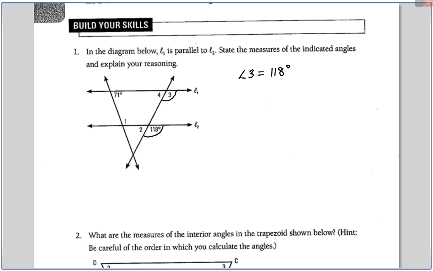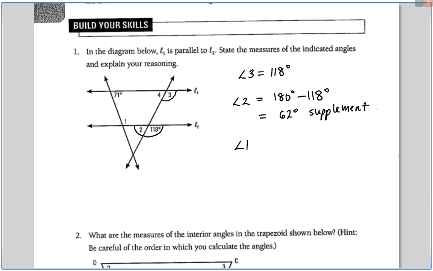Now, to solve for angle 2, I can use supplementary. So 180 take away 118, because angle 2 and the 118 degree angle form a straight line. So 180 take away 118 is 62 degrees. So now I have angle 2. I'll just jot in the note there for angle 2.